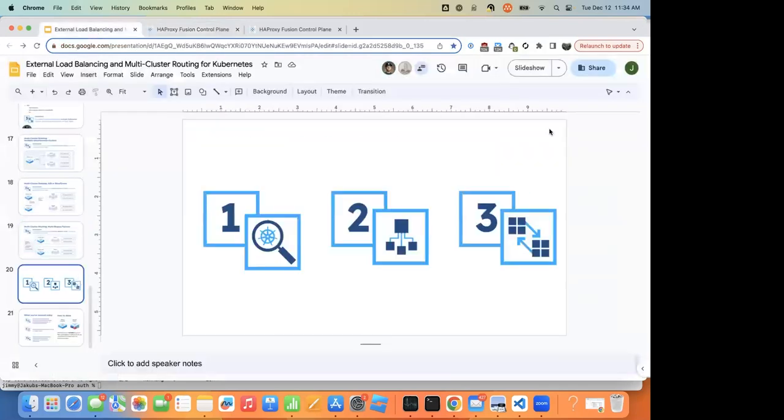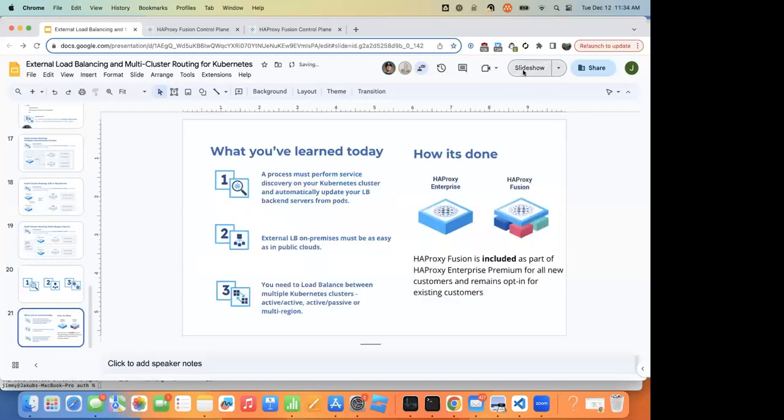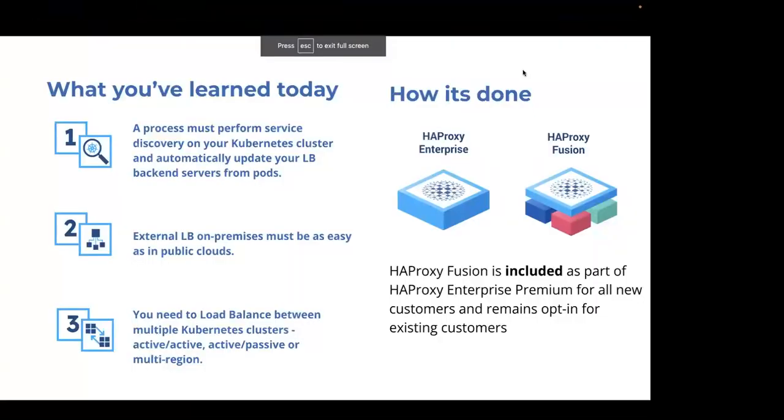So I want to go back quickly because we've reviewed a few things, right? First of all, we reviewed a couple of requirements. First of all, service discovery on Kubernetes. This is a basic requirement for everything. So automatically update your load balancer configuration from Kubernetes, whatever happens in Kubernetes. Then making sure that external load balancer on premises is as easy as in public clouds.